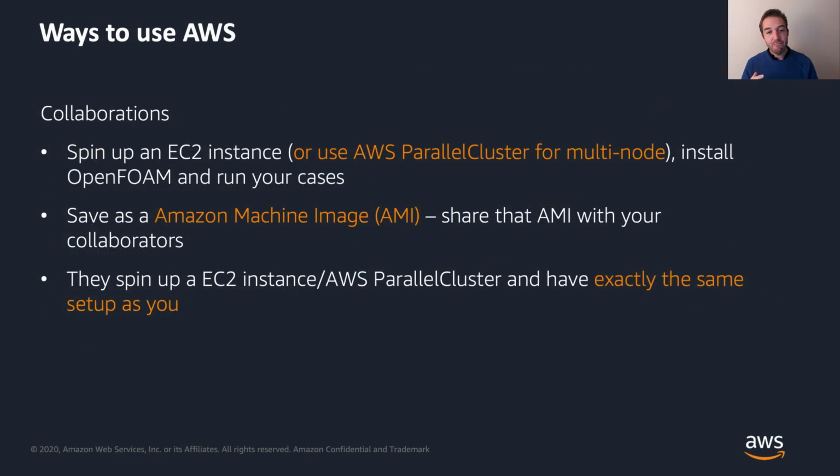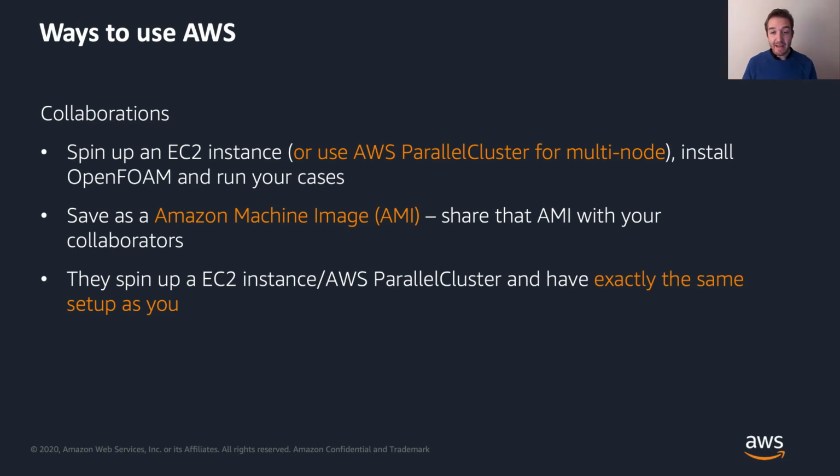So what about another couple of quick ways to do it? Well, how about collaborations? You could just spin up an EC2 instance or ParallelCluster for multi-node, jump on, install OpenFOAM and run your cases. You could then save it as an Amazon Machine Image and just share that with your collaborators. Share it with their account ID, or if you really wanted to, you could make a community image out of that, so anyone can just jump in and use your installation. They could therefore jump in and have exactly the same setup as you.